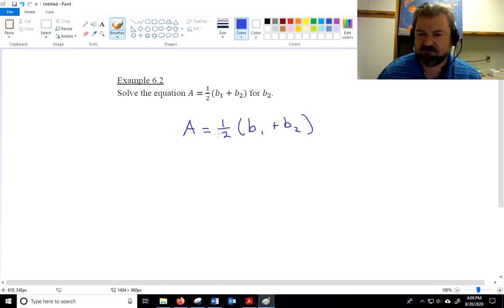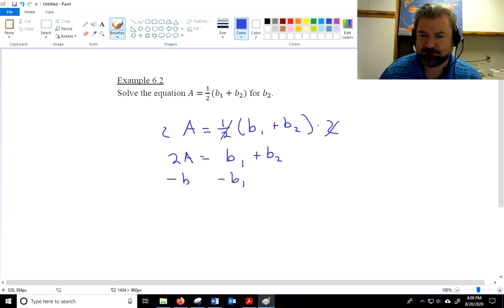All right, I think I will multiply both sides by 2, giving me 2a. And the 1/2 and the 2 reduce. And then do I really need the parentheses if there's nothing but a 1? Because 2 times 1/2 is 1. And 1 times anything is itself. So I think the answer is no, I don't anymore. Okay, and now I'm solving for b2, so I'll just subtract b1 from each side.